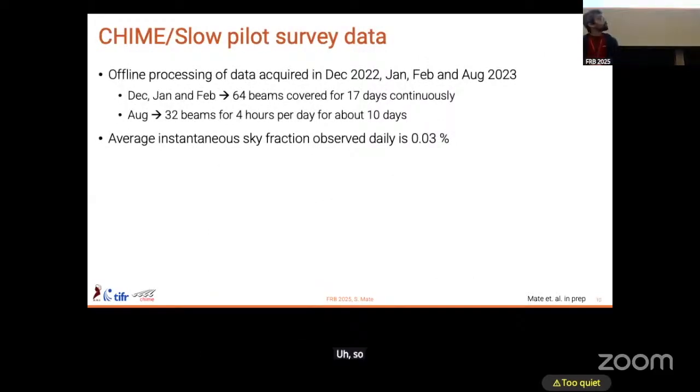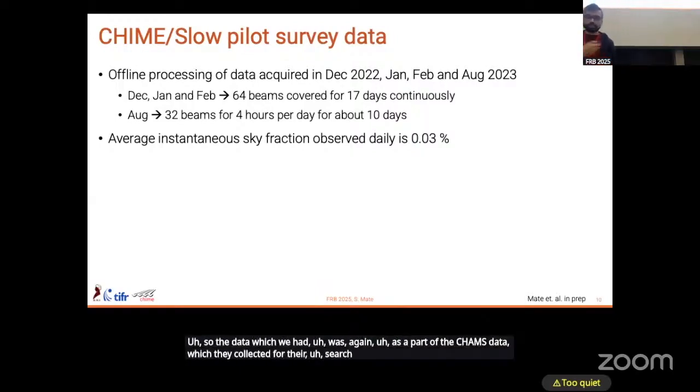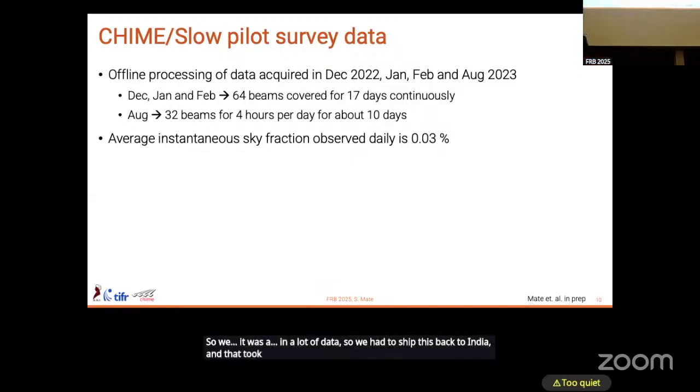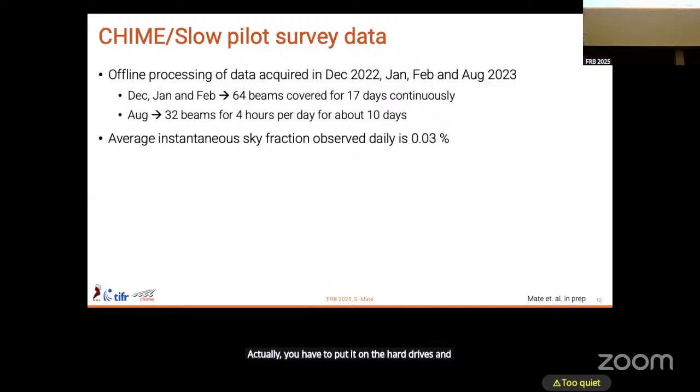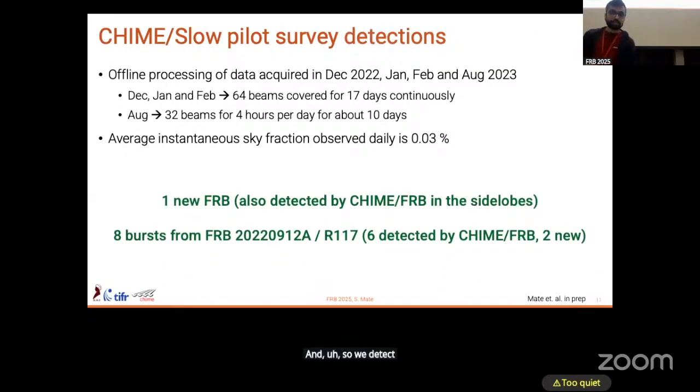The data we had was part of the CHAMS data which they collected for their search as part of their testing back in 2022, 2023. It was a lot of data, so we had to ship this back to India, and that took some time. Actually, you had to put it on hard drives and get it back. We had an instantaneous sky fraction of about 1/16th of the total available CHIME sky. And in that we detected one new FRB and 8 bursts from R117.